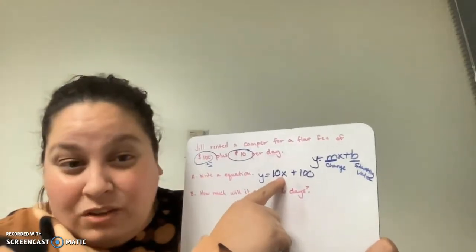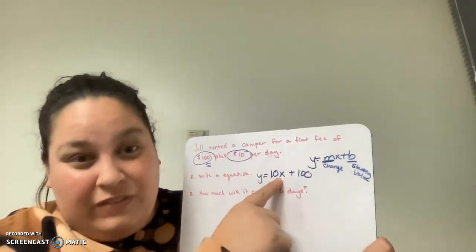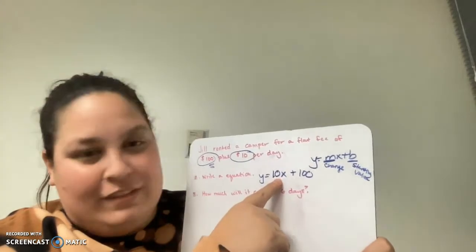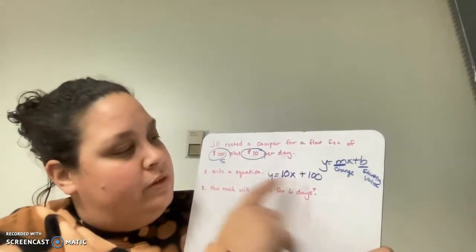So if I only do 1 day, that's only $10, right? If I do 2 days, that's 20. 3 days is 30. 4 days is 40 and 50 and so on, right? So this should be my equation.